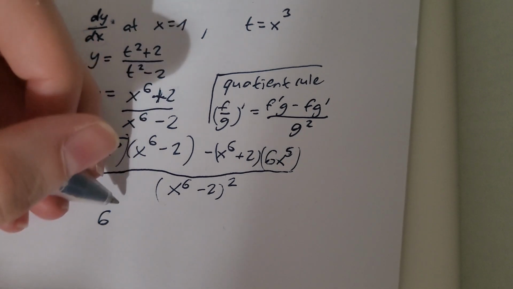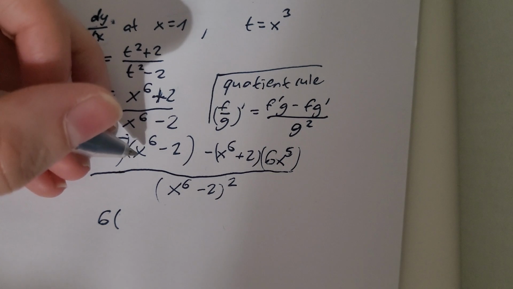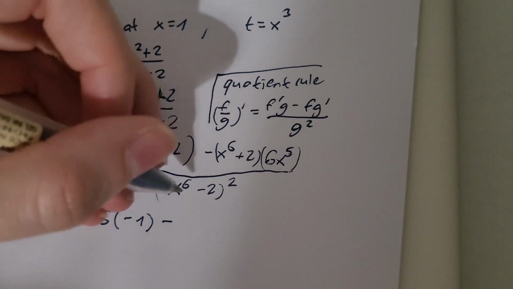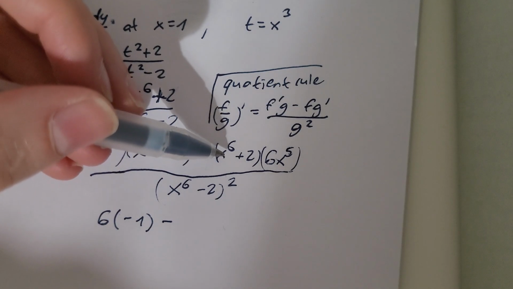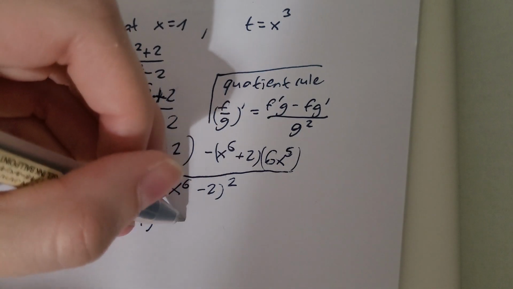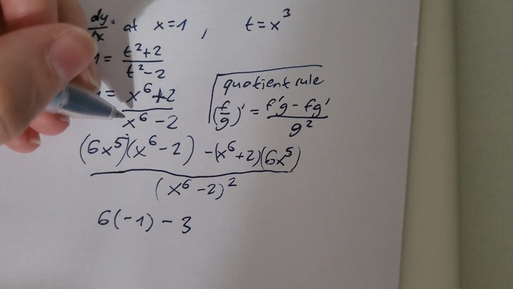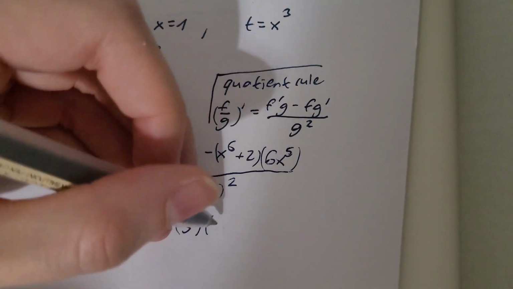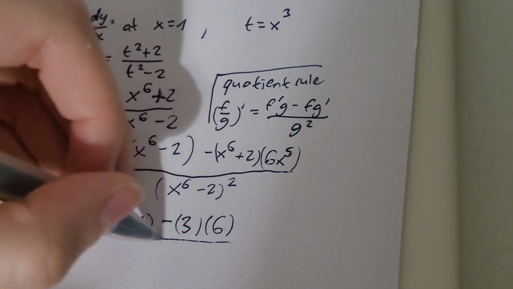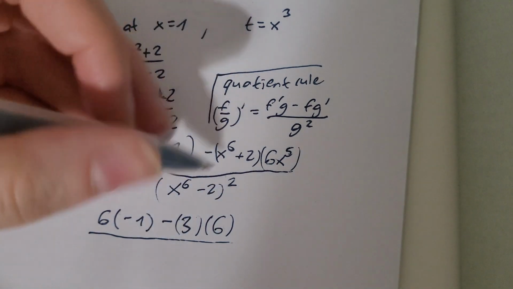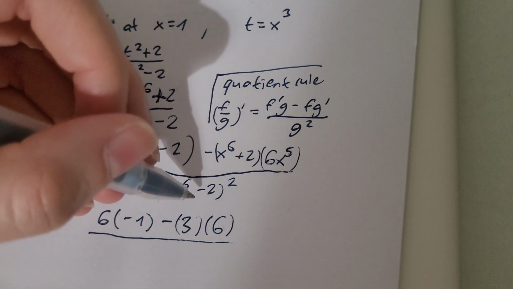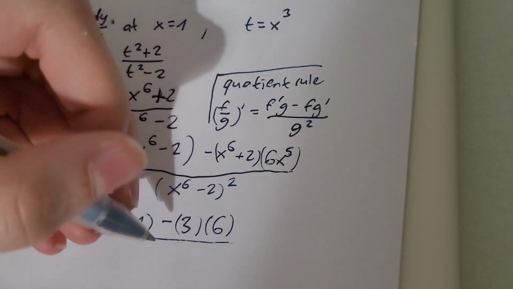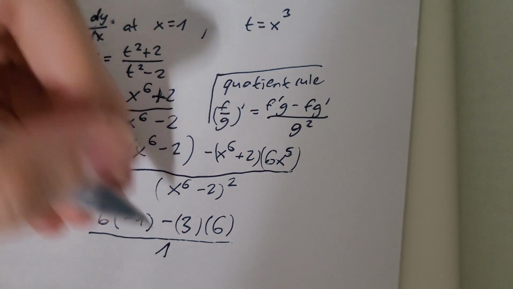And then here we have 1 minus 2 is equal to negative 1. And then minus, here we have 1 to the power of 6 plus 2, that is 3. And then here again we have 6. And then I need to divide. On the bottom we have 1 minus 2, that's negative 1, squared. So negative 1 squared is 1.